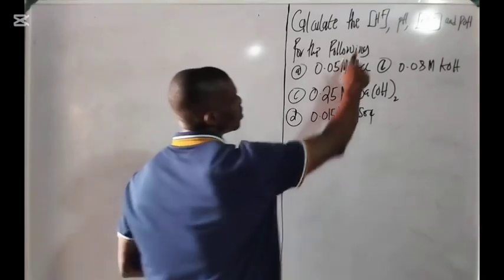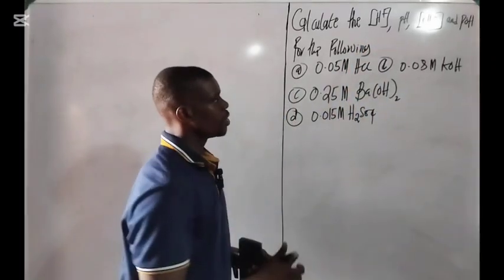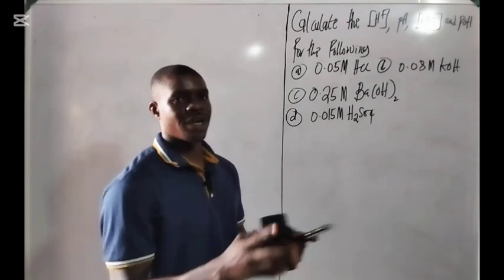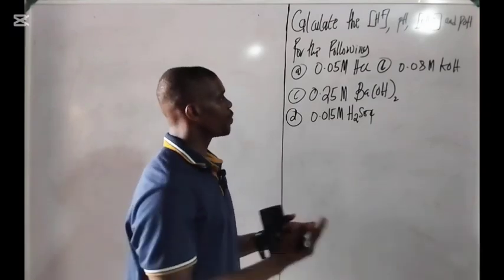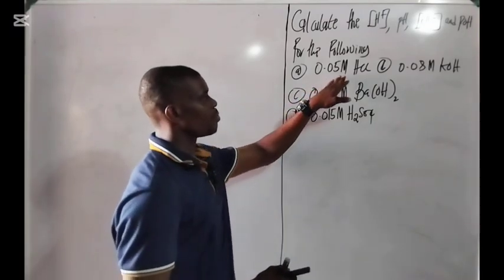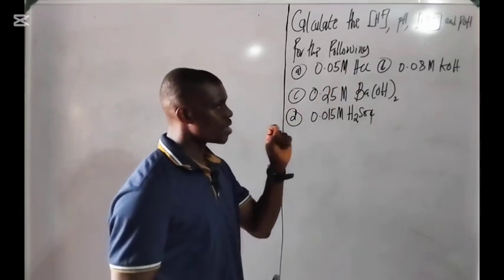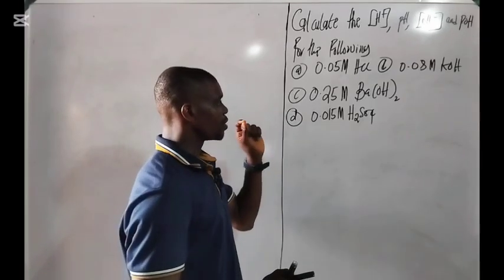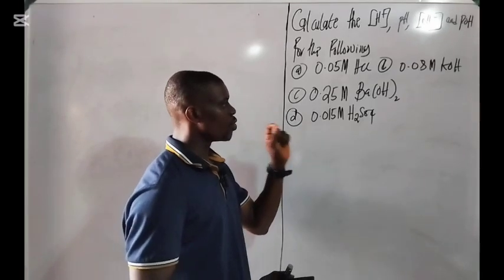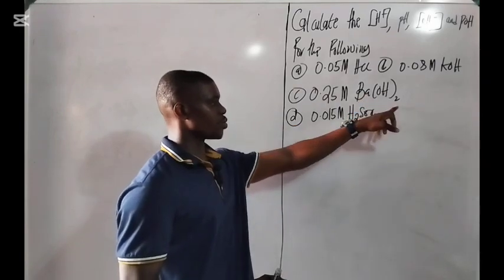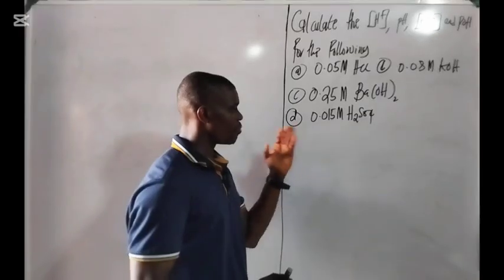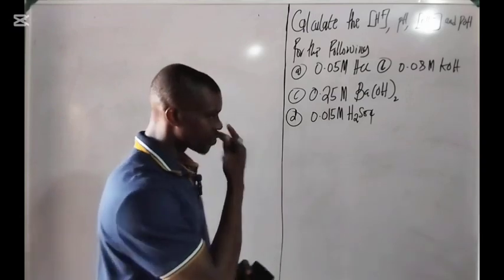Calculate the concentration of H plus, the pH, the concentration of OH minus, and the pOH for the following. Here we have 0.05 molar HCl, 0.08 molar KOH, 0.25 molar Ba(OH)2. Then here we have 0.015 molar H2SO4, right?